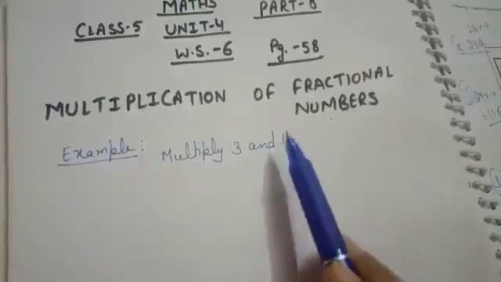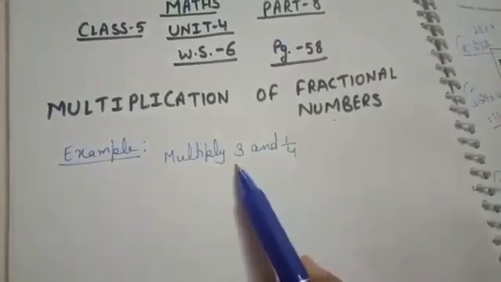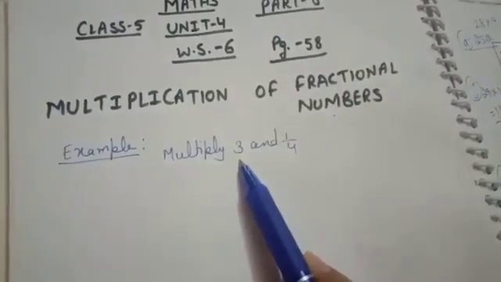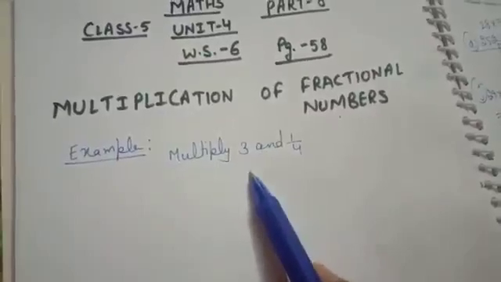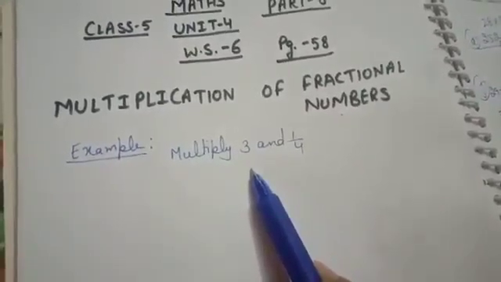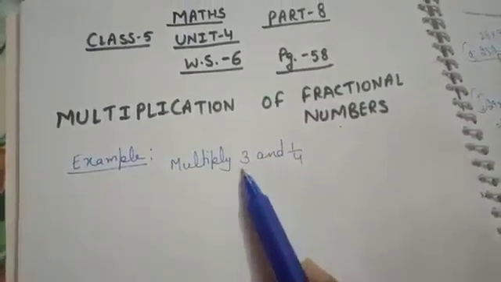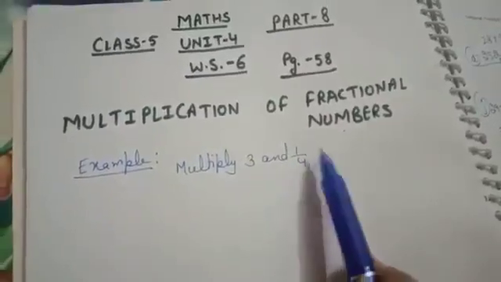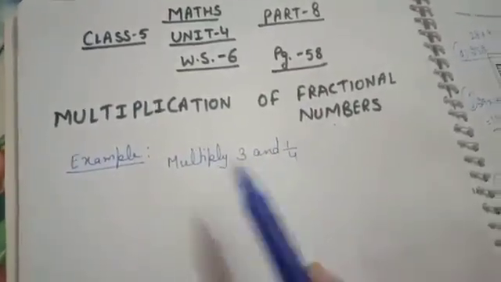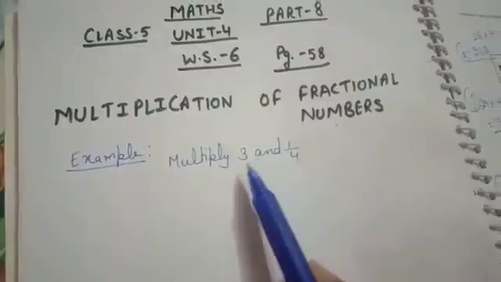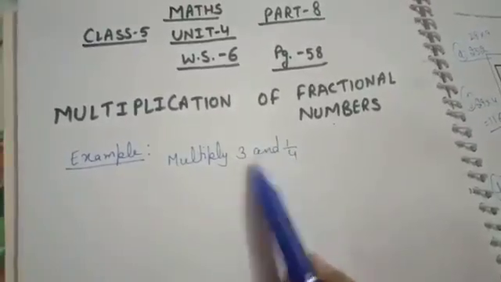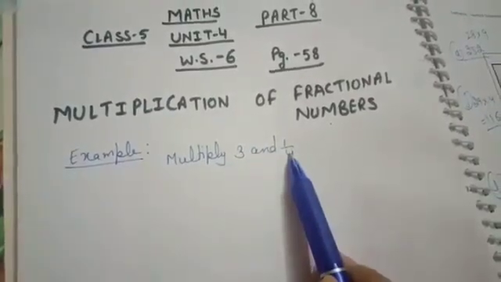Multiply 3 and 1 by 4. You must say, ma'am, 3 is not a fraction, but 3 by 1 is a fraction. So in worksheet 6 we will multiply a whole number with a fraction, and in worksheet 7 we will multiply two fractions. So how to multiply a whole and a fraction?